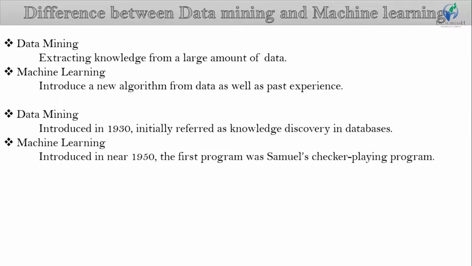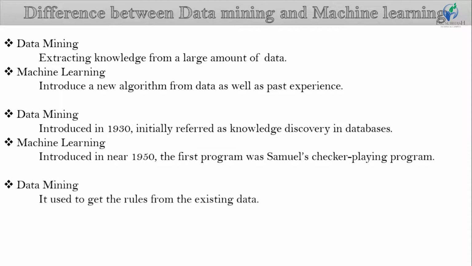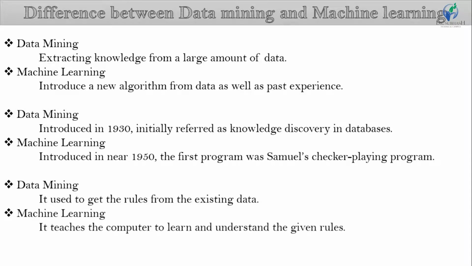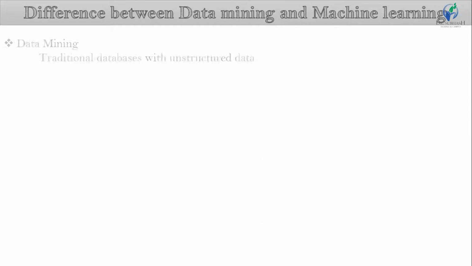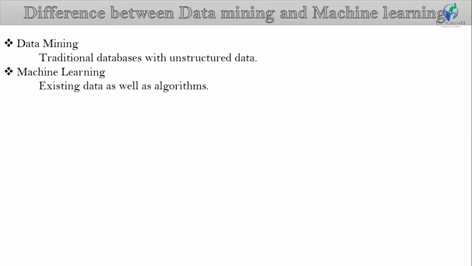In data mining, we can say data mining is used to get the rules from the existing data. And in machine learning, we can say machine learning teaches the computer to learn and understand the given rules. In data mining, we can say traditional database with unstructured data. And in machine learning, we can say existing data as well as algorithms.